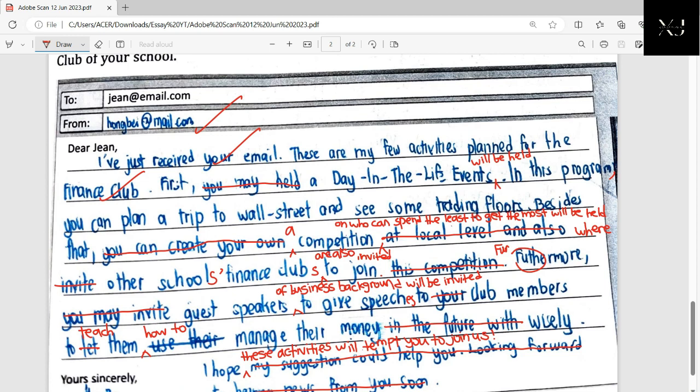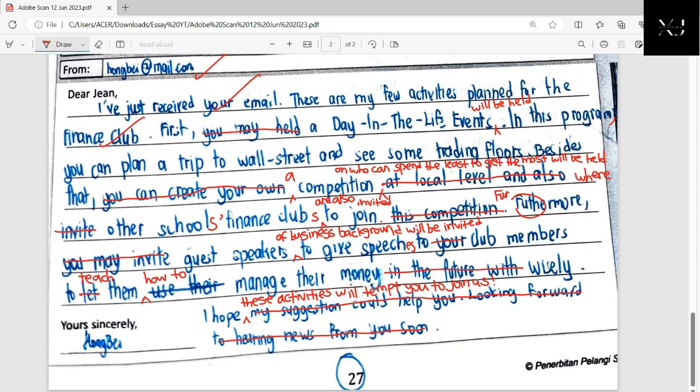Okay, you must remember, everything that we are saying, that we are planning, that we are going to do has not happened yet. Okay, so we have to use our future tenses, "will be". Okay. Furthermore, the correct spelling is F-U-R. I notice a lot of students like to write F-U for furthermore. So please be very, very careful, okay? F-U-R. Guest speakers of business background will be invited to give speeches to club members.